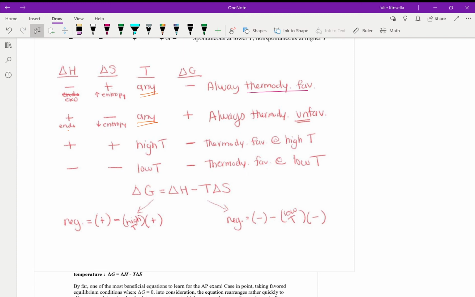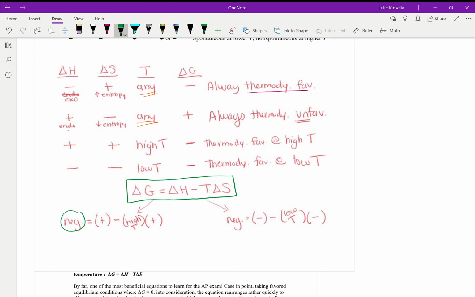So how temperature is going to play in is going to have to do with this equation that we will be actually calculating with, where it takes free energy and allows us to calculate it from our enthalpy and entropy. So if we think about the different combinations, and we're looking to get a negative value for delta G in order to be thermodynamically favorable.